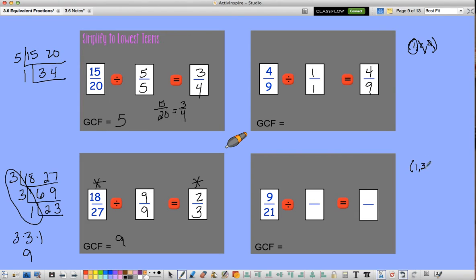Here I'm just going to list the factors so we can practice both ways. So I list the factors of 9, which are 1, 3, and 9. I know 21 is not divisible by 9, but it is divisible by 3, so that's my GCF. I divide by 3 on top and on bottom, and I get 3/7. Notice each of my answers, the only factor that they have in common is 1, so I know that I have put my answer in simplest form. And by doing so, I have created an equivalent fraction.